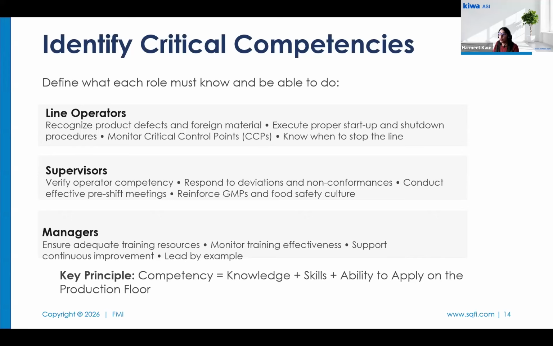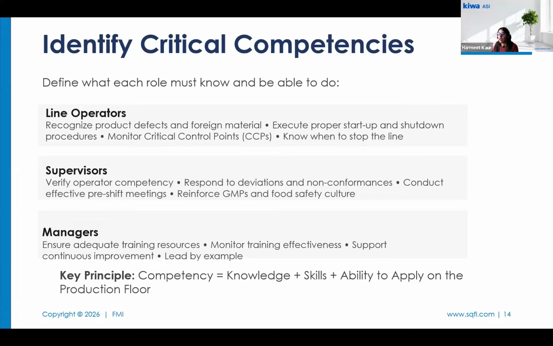And critically, they need to know when to stop the line. So do they have the authority and confidence to do that? Supervisors have a different set of competencies. They need to verify operator competency. How do they know someone is ready to work alone? They need to respond to deviations and non-conformities effectively.